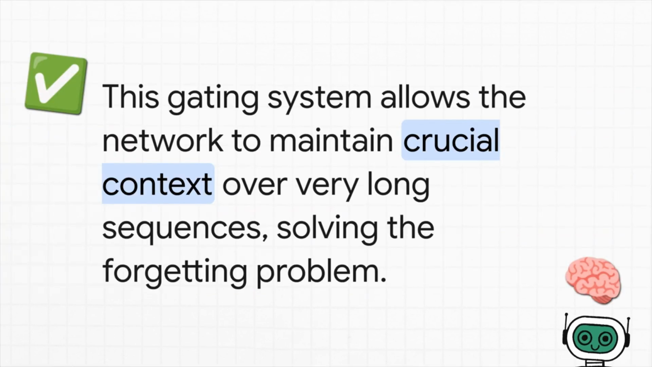And this whole system of gates, this is the solution to that fading memory problem. Going back to our Alice example, an LSTM can learn to use its input gate to recognize that allergic to nuts is super important and must be stored. Then, its forget gate can learn to ignore less important details along the way, so that crucial piece of context survives over a really long sequence.